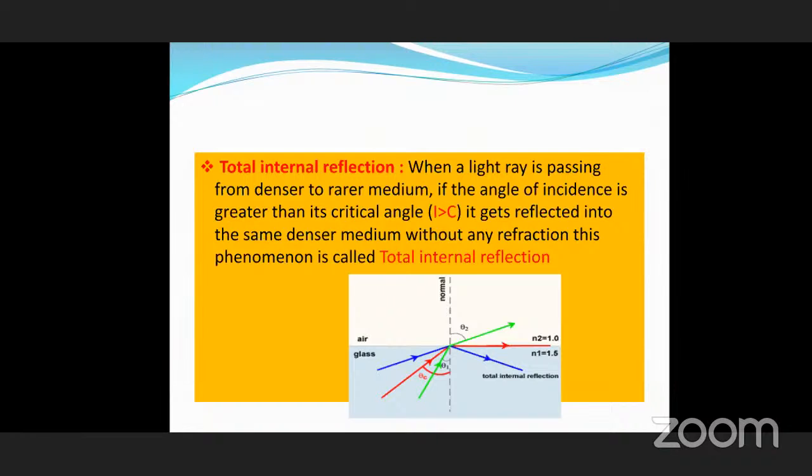What is the phenomenon when the ray comes back into the same denser medium? What is the result? Can you use this phenomenon in any instruments? What are the general observations in daily life? We will see that in the next class. Today we will stop the lesson here, up to the critical angle of total internal reflection. Thank you all. Okay, let us finish.